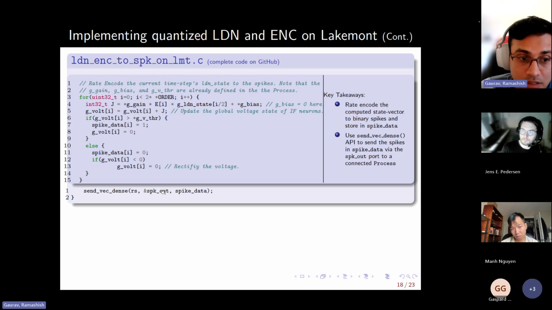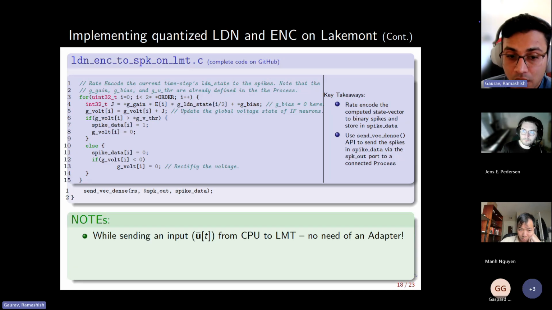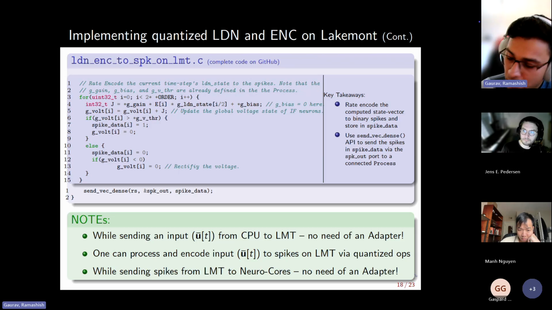So the overall key takeaways from this LDN encoding to spike on lmt.c file is that you can use receive vec dense API and send vec dense API to interact with outside processes from the Lakemont cores. Note, while sending an input u(t) from the CPU to the Lakemont core, you do not need an adapter, and one can process and encode the input u(t) to spikes on the LMT via quantized operations. And while sending the spikes from the Lakemont cores to the Neuro cores, you again do not need an adapter.